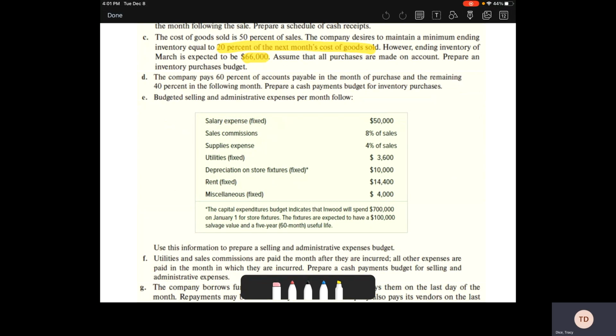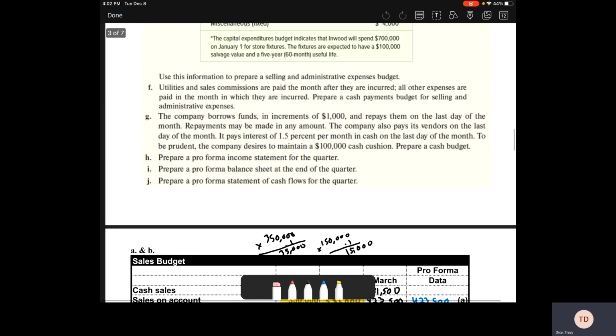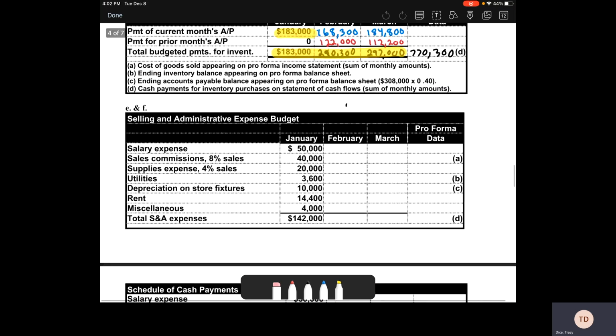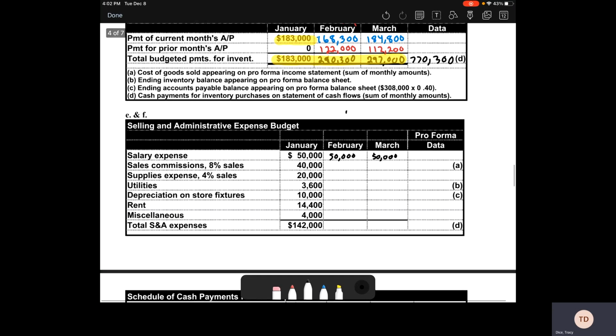We've got fixed expenses. Sales commission is 8%. Supplies expense is 4%. So hopefully you have this sitting out in front of you. All right. So our salary expense is fixed. So we know that that is going to be $50,000 every month. Then we're looking at sales commission, which is 8% of my sales.